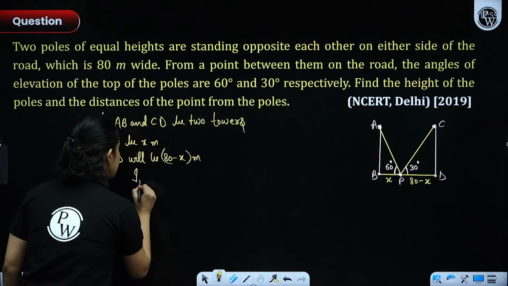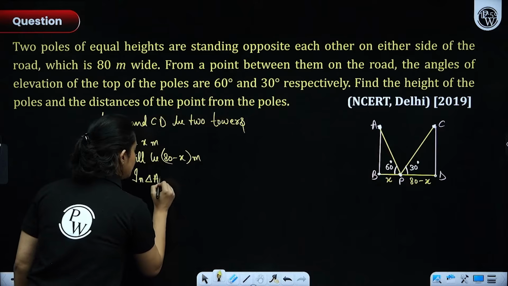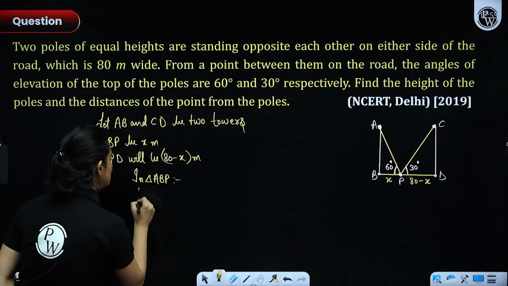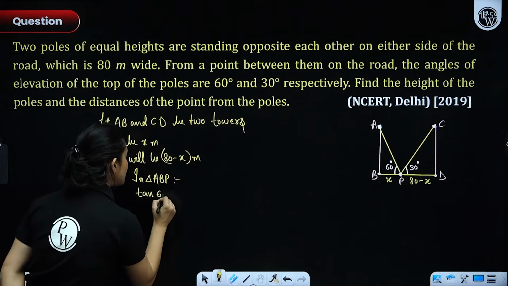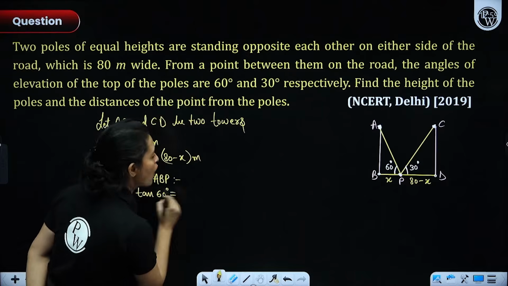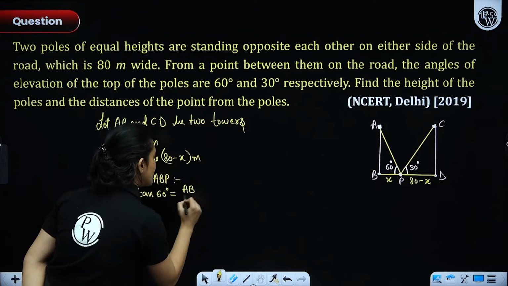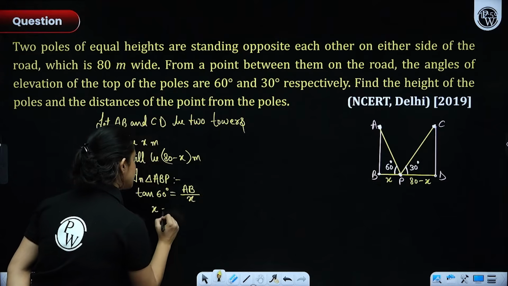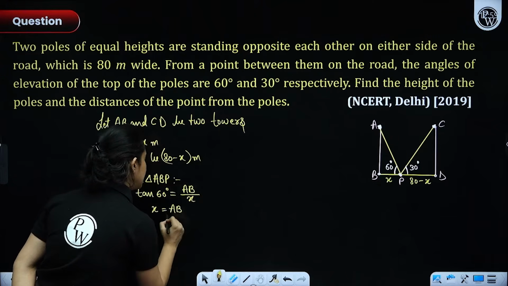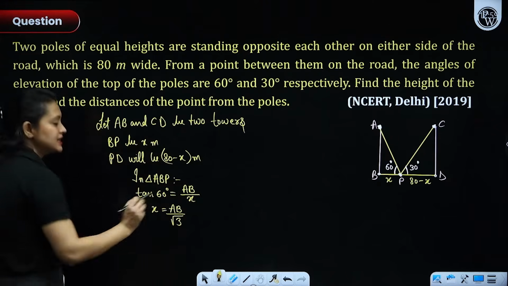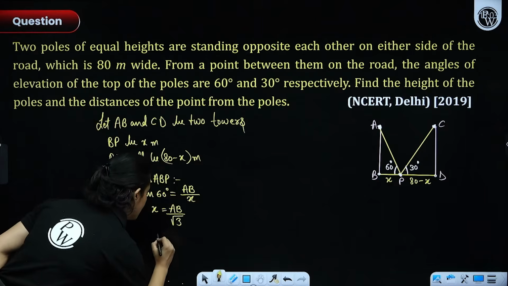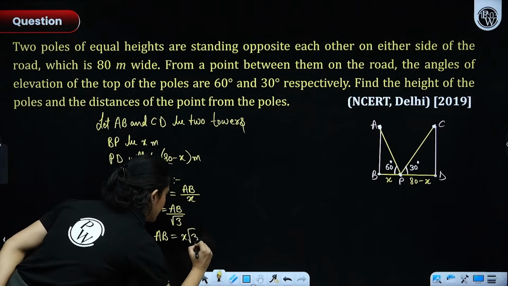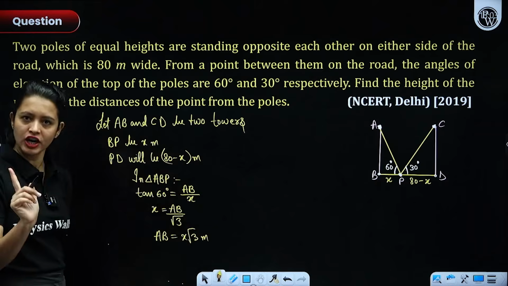So I will take triangle ABP first. In triangle ABP, I can use tan 60 degrees to figure out the value of AB in terms of X. So tan 60 degrees equals AB by X. From here you can say that X is equal to AB by root 3, because tan 60 degrees is root 3. So AB is equal to X root 3 meters. You figured out the value of AB.